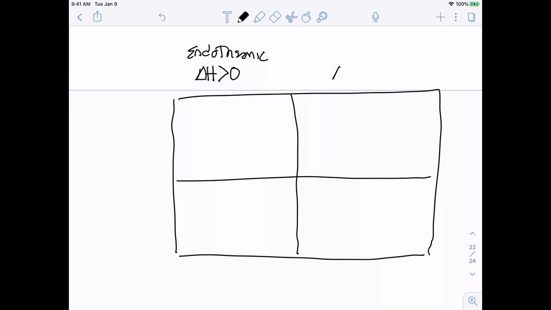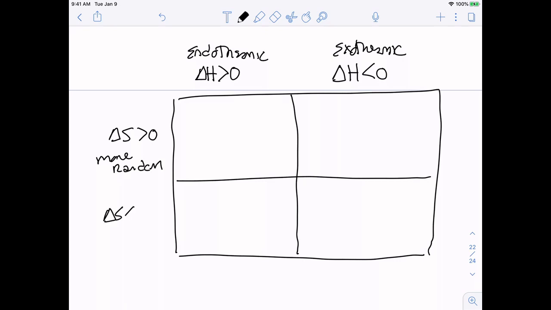And then here I'll have my enthalpy change less than 0. It's exothermic. So it's losing heat energy, right? My final is less than my initial. Over here, I'll have my entropy change being greater than 0. So an increase in entropy, it becomes more disordered, more random. And then if my entropy change is less than 0, right, I had a decrease in entropy, it became less disordered, less random.